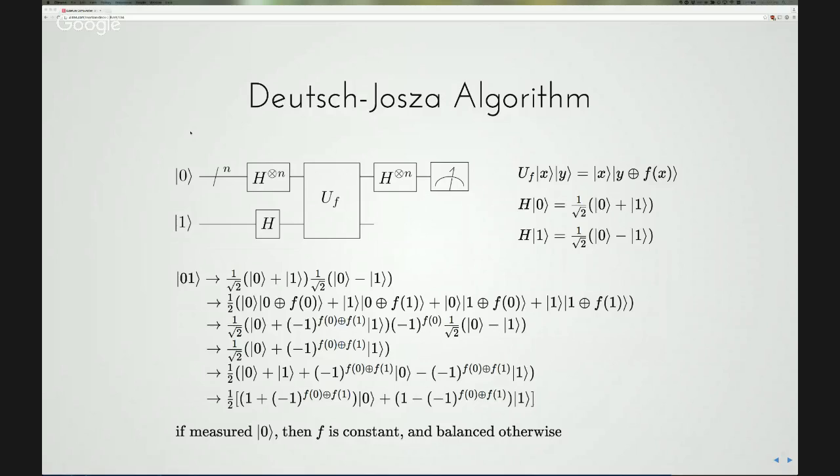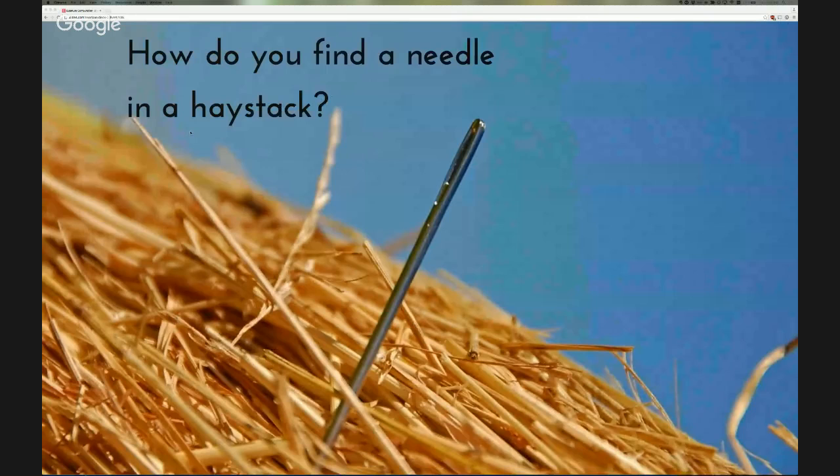So this is really an artificial example. It's like a guinea pig. This is, in fact, the first example that was published that shows quantum computers can be faster than classical computers. Because with a classical computer, you really can't do better than 2 queries, because with 1 query, you know nothing about the oracle function. So that's one example. The other example is finding a needle in a haystack.